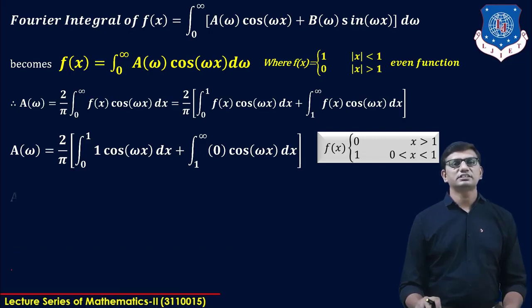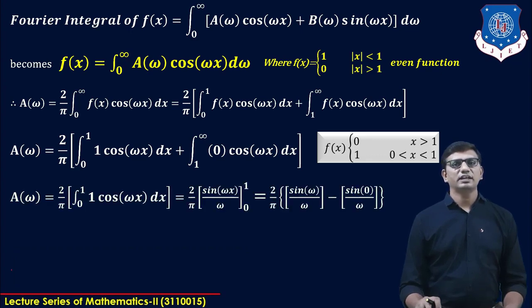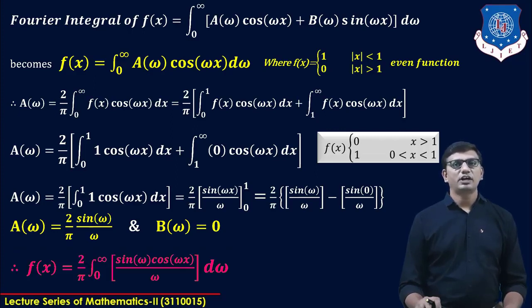Now after calculating this integration we get 2 by pi integration 0 to 1 cos omega x, that is, after putting the limit, 2 by pi times sine omega upon omega minus sine 0 upon 0. As we know that sine 0 is 0, finally we get a omega equal to 2 by pi sine omega upon omega. Now b omega is directly 0 as we know. Therefore finally the Fourier integral of f x equals 2 by pi integration 0 to infinity sine omega into cos omega x upon omega d omega.